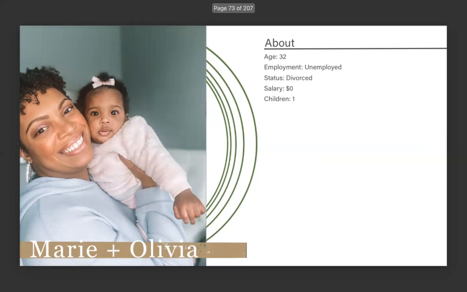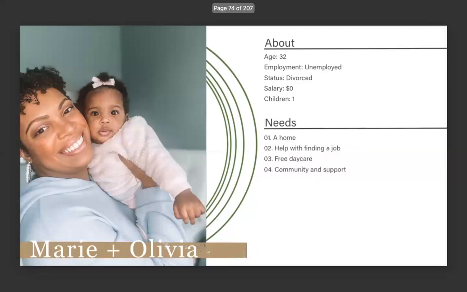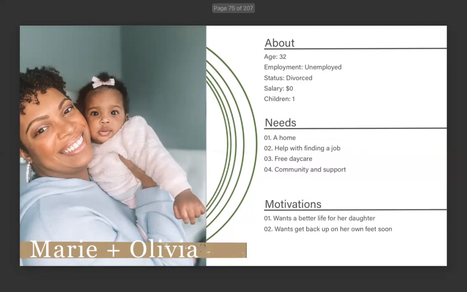Next, meet Marie and Olivia. Marie is 32 years old and is currently unemployed and was just recently divorced. But something you might know about Marie is that because she was just recently unemployed, she hasn't been able to pay rent for the past 3 months. And because of that, her landlord kicked them out. And now Marie and Olivia are homeless and have nowhere to go. So they need a home. She needs help finding a job. She needs free daycare as well as a consistent community and support. And her motivations behind all this is she wants to better the life of her daughter and wants to get back up on her feet soon.